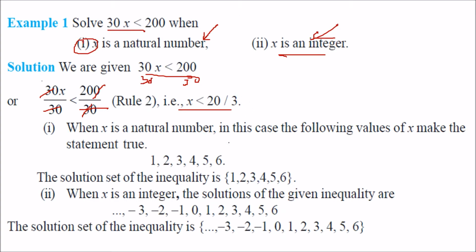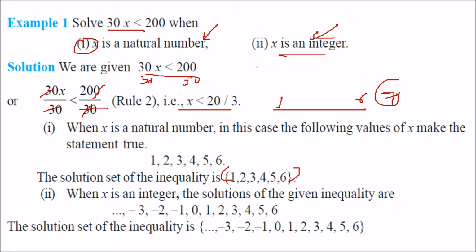And we have already discussed the natural numbers, they start from 1, and when we go up to 6 it is okay. Solution set, this you can see. At 7 this is not going to work because 20 by 3, 7 is more than that.